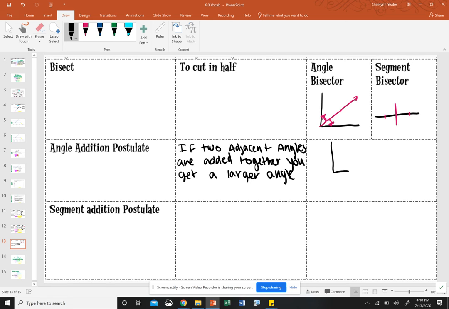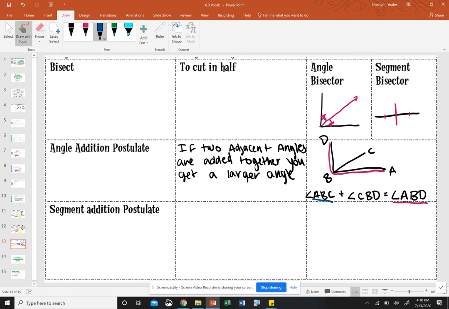In other words, I've got an angle, it's ABC, and I've got another angle, CBD. So I can say that angle ABC plus angle CBD equals angle ABD. Angle ABD is this angle right here. Angle ABC is this angle right here. And angle CBD is this angle right here. Okay, in other words, if I add 2 angles together, I get a bigger angle.